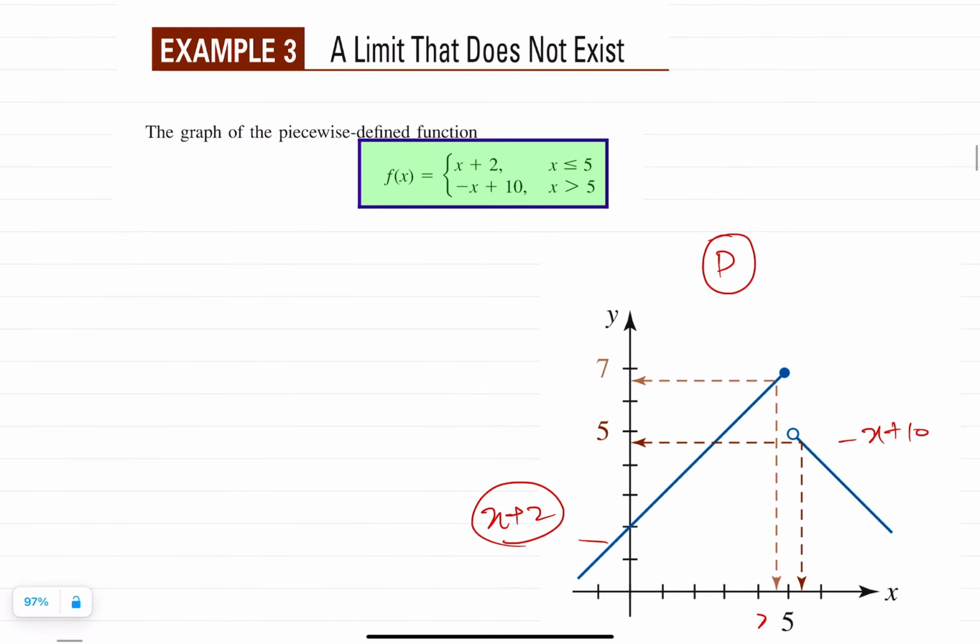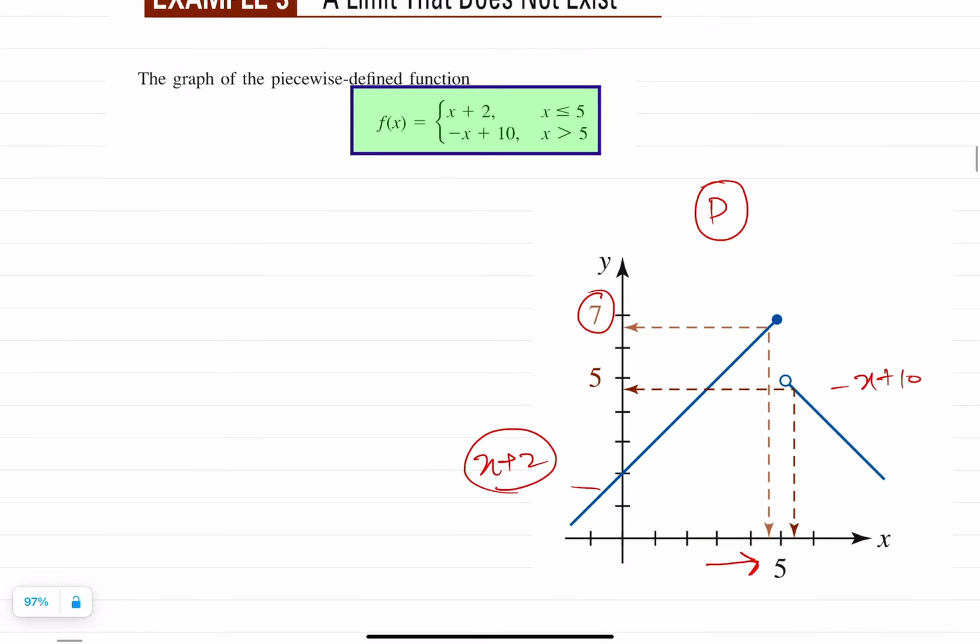If you want to find the limit, for example at 5, we will have to come from the left hand side, and we can see that the corresponding value that we're getting on the y-axis, or the output, is almost near about 7. And if you approach from the right hand side, the corresponding value that we are getting is 5. That means the left hand side limit is 7 and the right hand side limit is 5. We have seen it graphically.